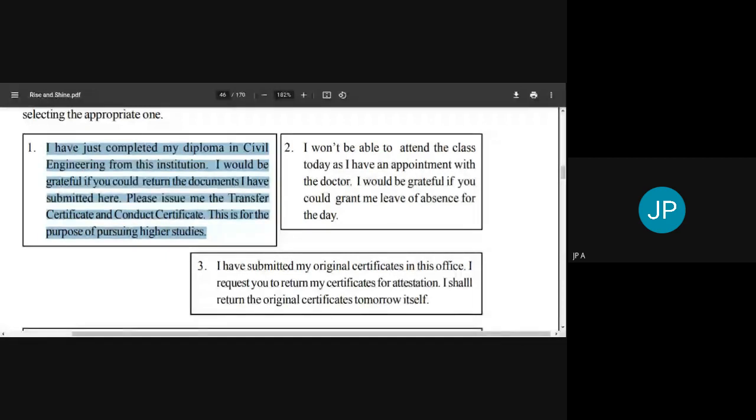So how do you write the subject line? First, you write SUB. Then you put a colon. What is a colon? Colon means two dots. Two dots is called a colon. Then you write request for TC and CC. So that would be the subject for the first body that is highlighted there on the screen. So this is the subject line for the first letter: Request for TC and CC.